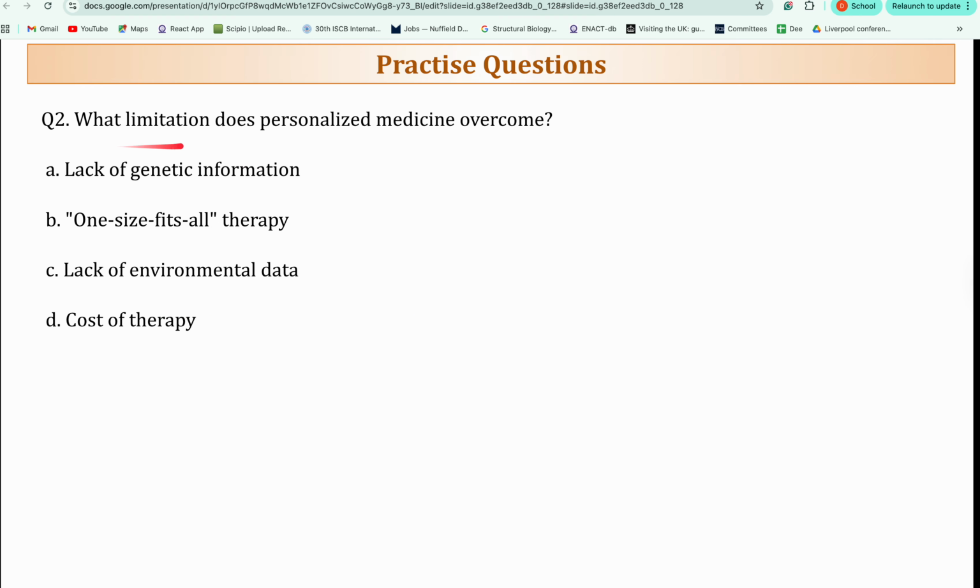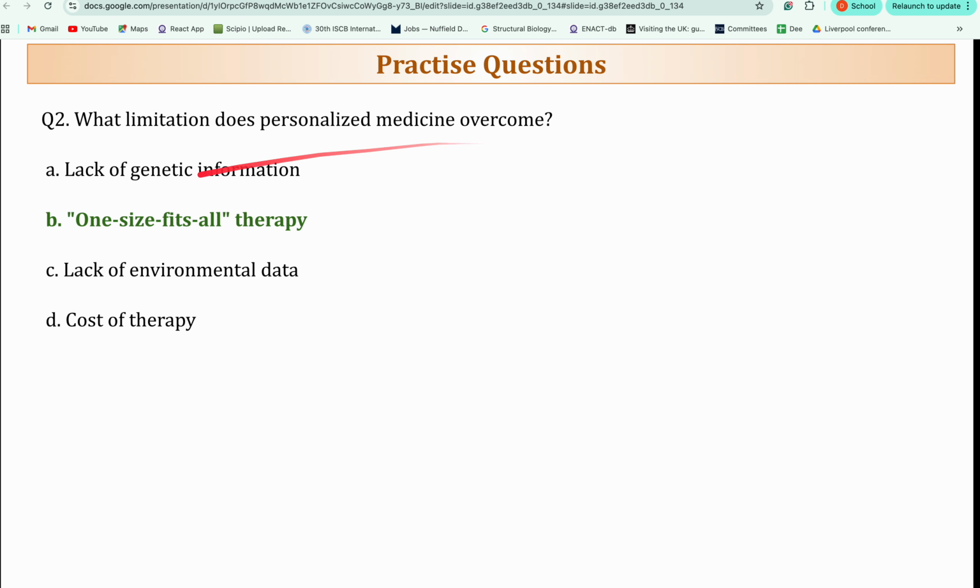Okay, so next question is, what limitation does personalized medicine overcome? Option A, lack of genetic information. Option B, one size fits all therapy. Option C, lack of environmental data. And option D is cost of therapy. So you need to tell what limitation it overcomes.